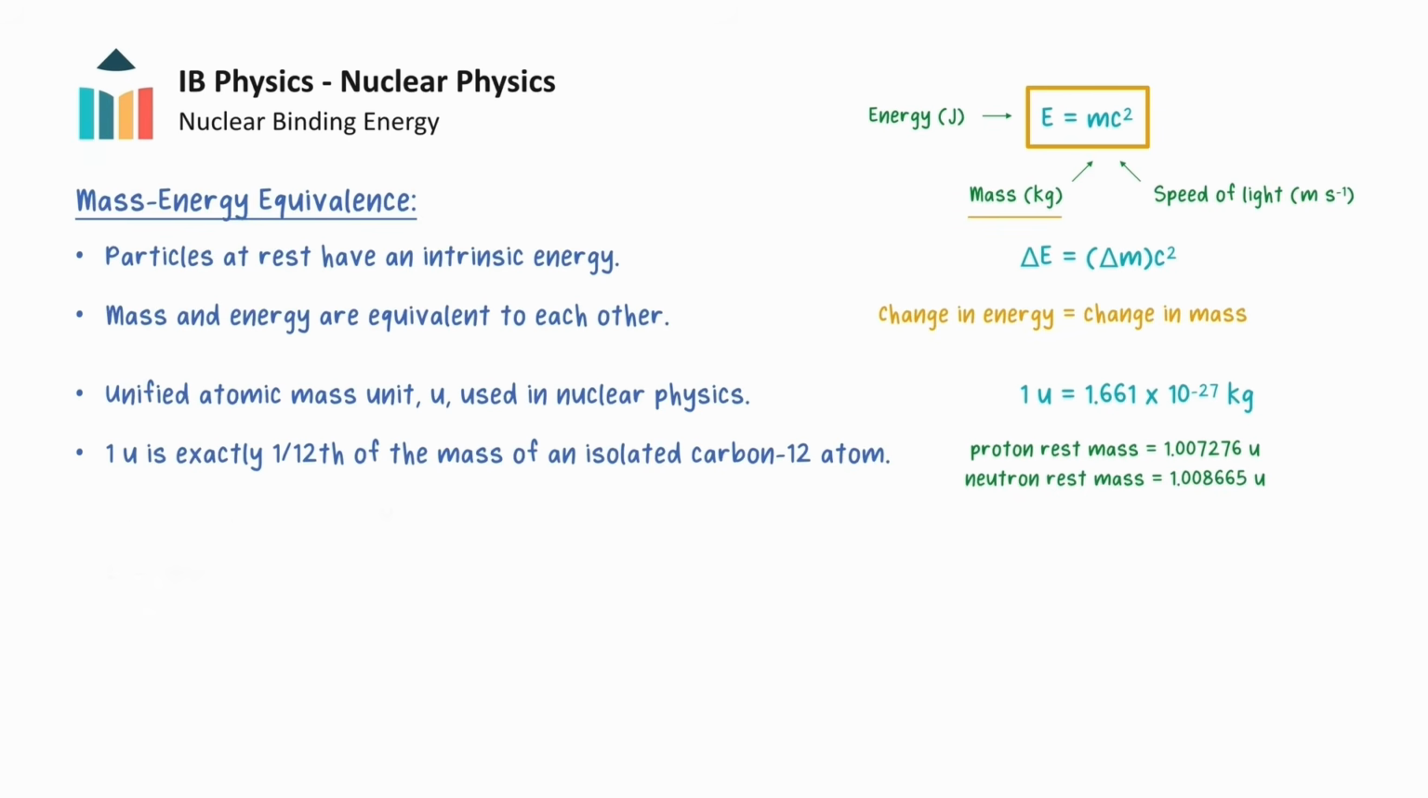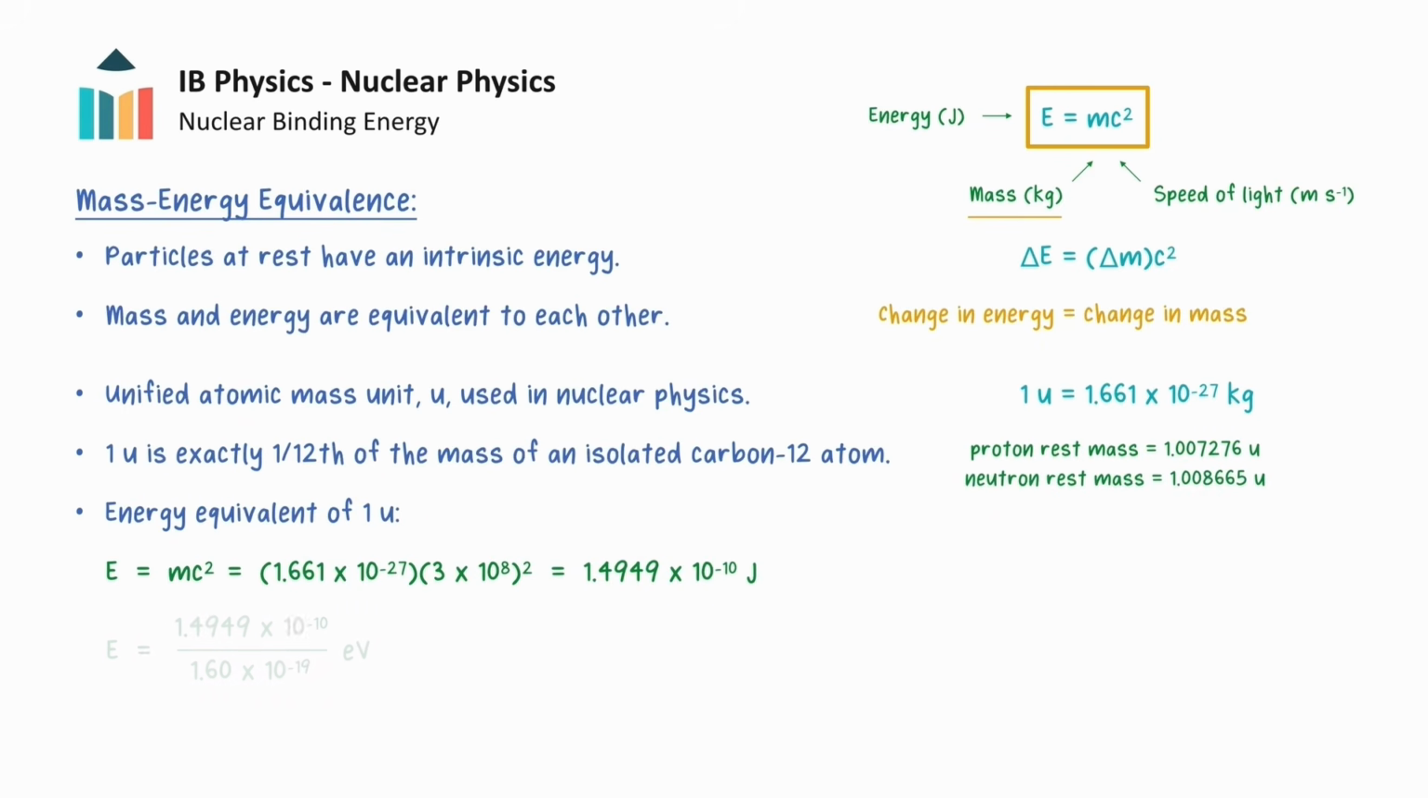We can now use the mass-energy equivalence to calculate how much energy corresponds to a mass of 1 u. Substituting the relevant values shows 1 u is equal to 1.49 times 10 to the power negative 10 joules, and then we can convert this into electron volts using the following calculation. This value is often quoted in mega-electron volts. So we find our mass of 1 u is equivalent to 931.5 MeV of energy.